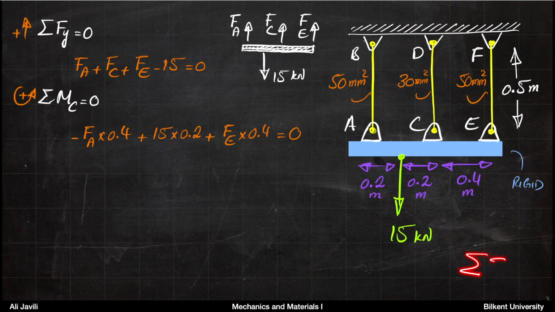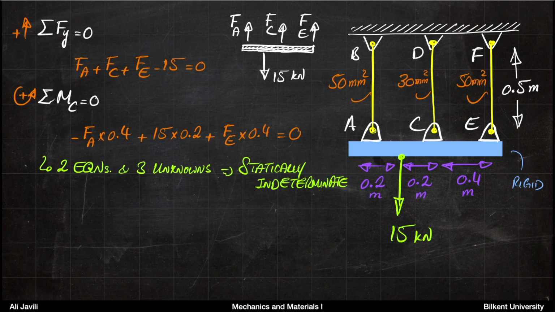Usually, you also have the sum of forces in the x direction is 0, but here we have no forces in the x direction, so we don't write it. All right, so these are our common equilibrium equations. Now, as you can see, we have two equations and we have three unknowns. So basically, it's a statically indeterminate system.